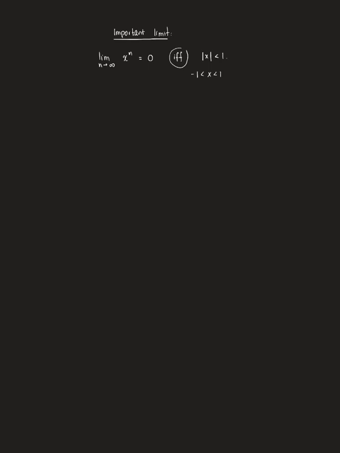So a couple of notes here. Note, when x equals 1, this limit is 1, not 0. When x equals -1, the limit does not exist. Because what happens, if we think of what sequence this comes from, that will be -1, 1, -1, 1, and so on, and we know that this oscillates, so this limit does not exist.